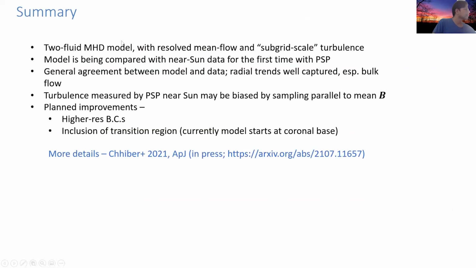But okay, to wrap up, we're using a two-fluid MHD model which has a subgrid scale component and using it to compare with the near-sun data from PSP. Generally, we see a good agreement between model and data, especially for the radial trends and especially for the bulk flow. We have to be mindful that the turbulence measured by PSP could be biased by sampling parallel to the mean fields. And in the future, we do want to include some higher resolution magnetograms.